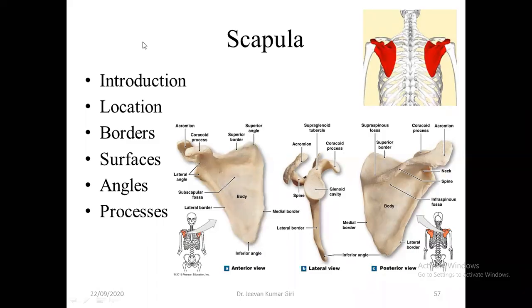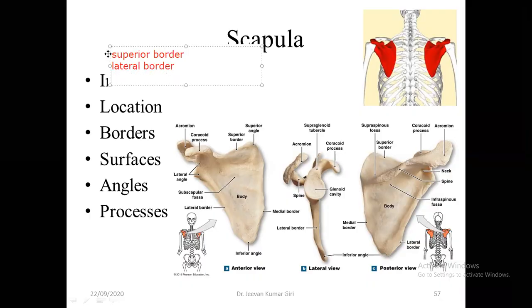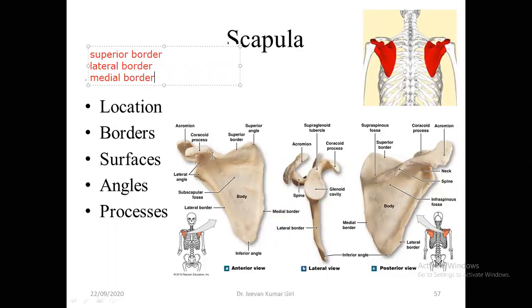So the borders are the superior border, the lateral border, then the medial border. These are the three borders. Now you can see these three borders, and here is the notch, the suprascapular notch. Just remember this notch. So this is the superior border, medial border, lateral border. Now let's see the angles first.